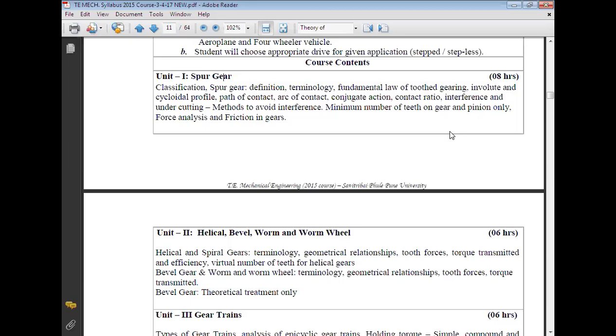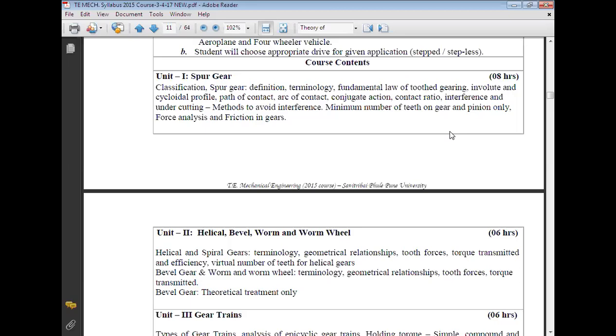So how we can remove it, or minimize it, or avoid it, that we will see in the section on methods to avoid interference. Means how we can avoid the interference. There are different techniques by which we can avoid the interference, so that we are going to study in the particular case of spur gear.